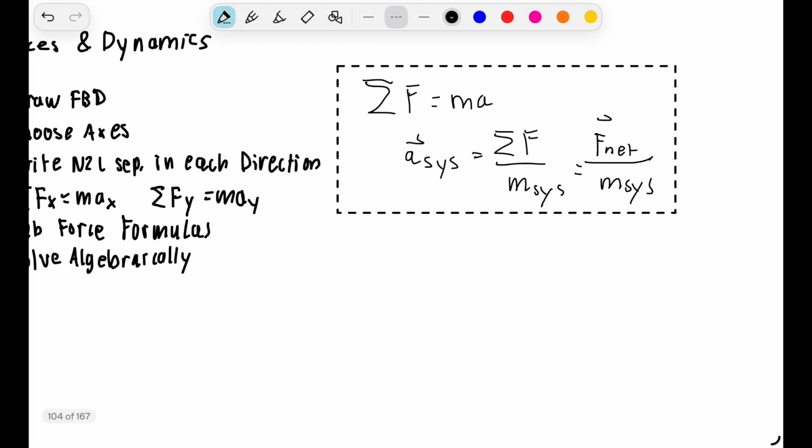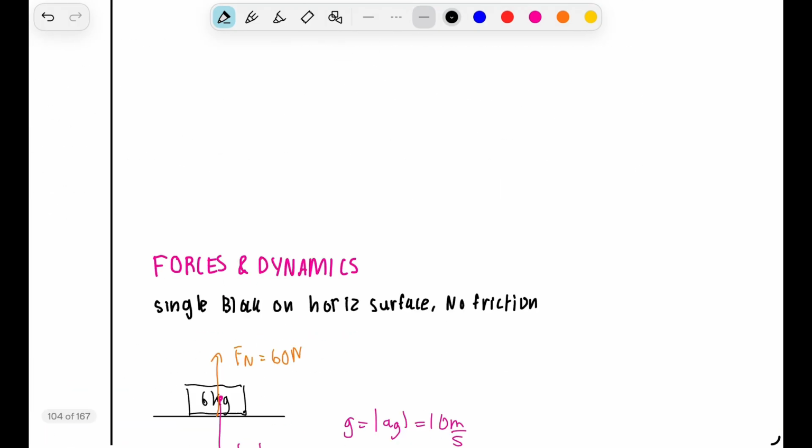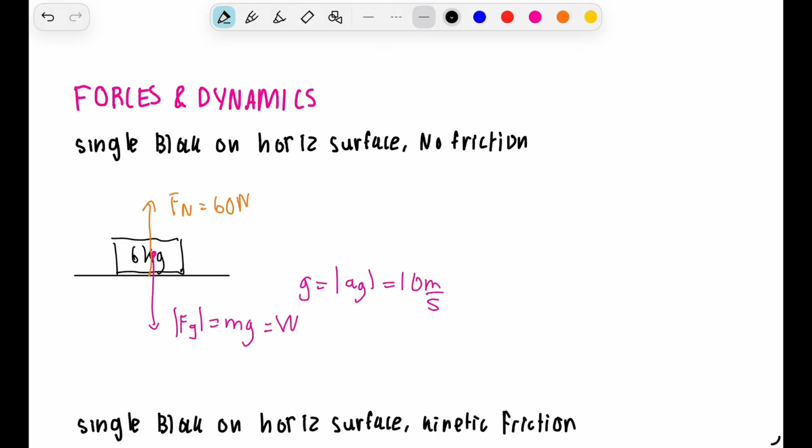So summation of your forces is equal to mass times acceleration. You can solve for acceleration of the system by taking the summation of the forces, dividing it by the mass of the system. And that's the same thing as the net forces, because that will be equal to the net result. So let's start off with our first scenario in forces and dynamics.